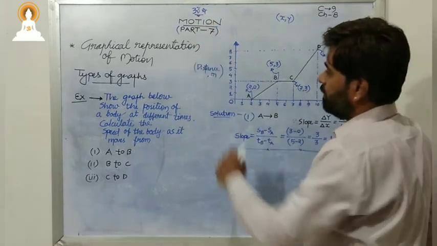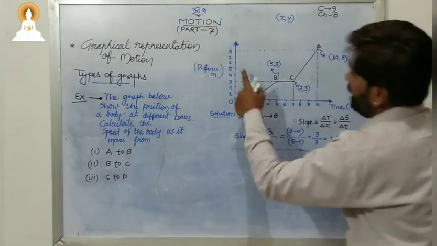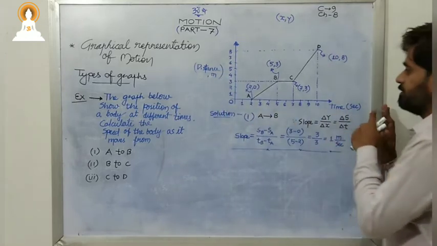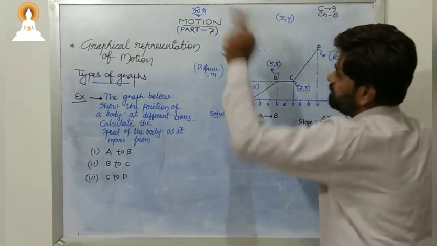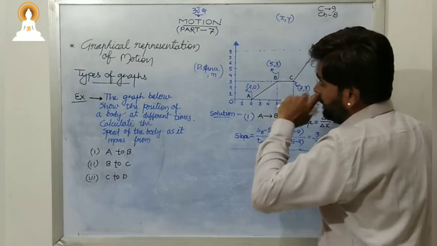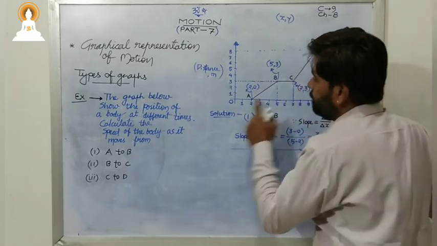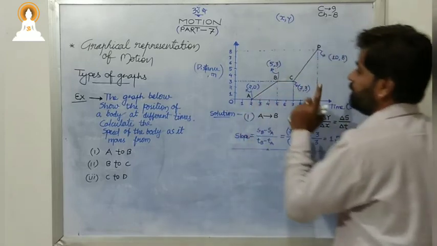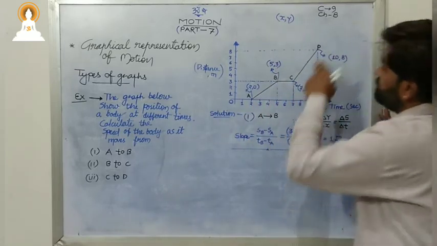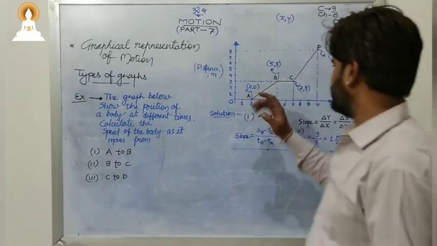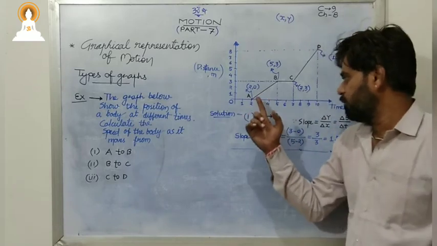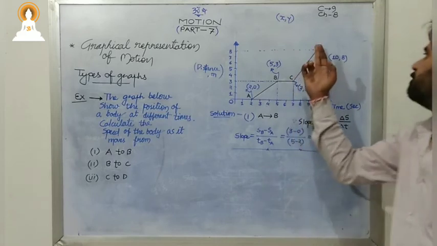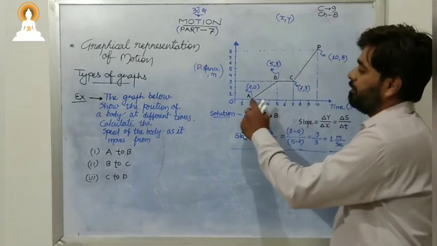In this graph, this is the distance axis and this is the time axis. Now they are asking for the slope from A to B, then B to C and then C to D. Before that, let me clarify. This is point A, this is point B, this is point C and this is point D.